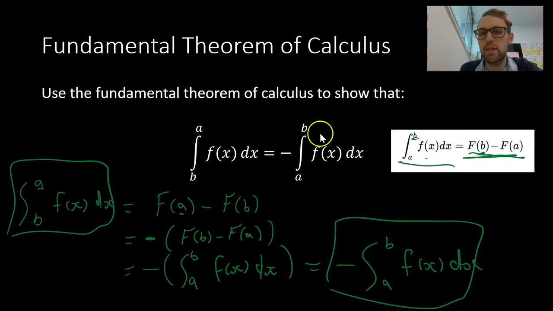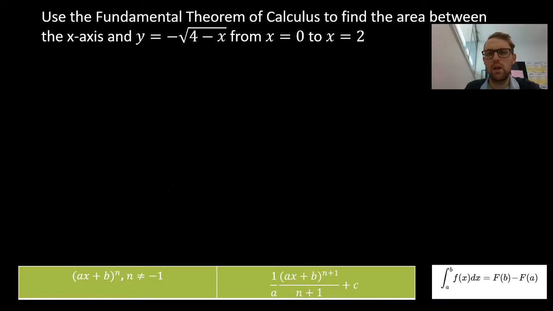Now, there's many versions of things that you can prove like this, but they all basically follow this same general structure. So we'll have a look at these as we move through, but I'm not going to show you any more today. All right, so next I want to use my fundamental theorem of calculus to find the area between the x-axis and this function, y equals negative square root of 4 take x, from 0 to 2.